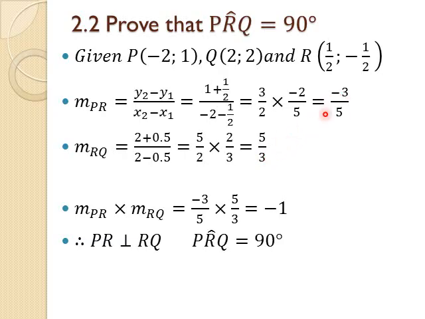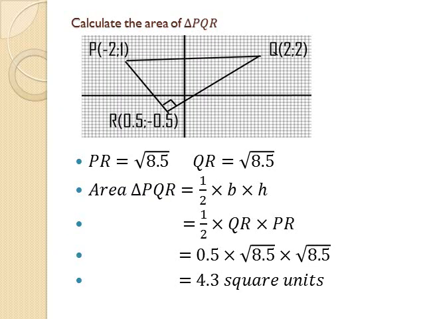So if I multiply these two gradients and they equal minus 1, then PR is perpendicular to RQ, and therefore PRQ equals 90. So gradient PR times gradient RQ: minus 3 over 5 times 5 over 3 equals minus 1. Therefore, PR is perpendicular to RQ, PRQ equals 90 degrees. So next problem, I summed through it so you can see what we solved.